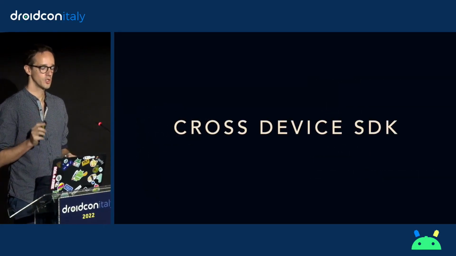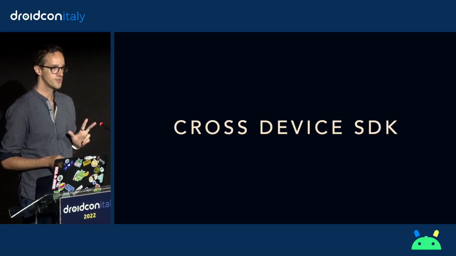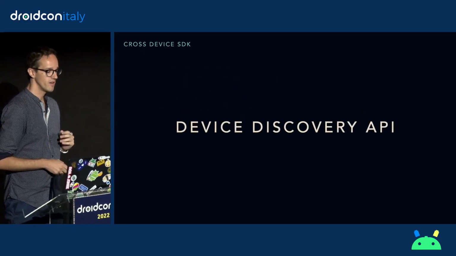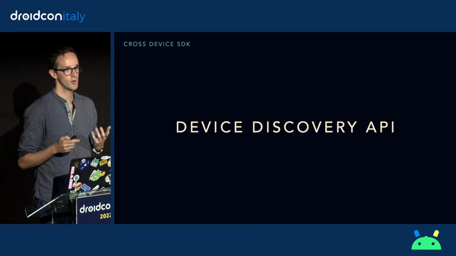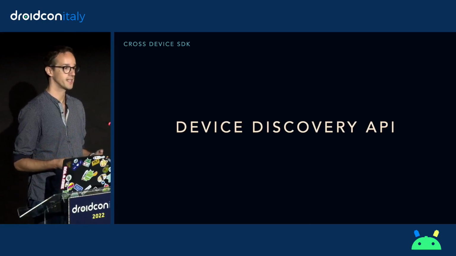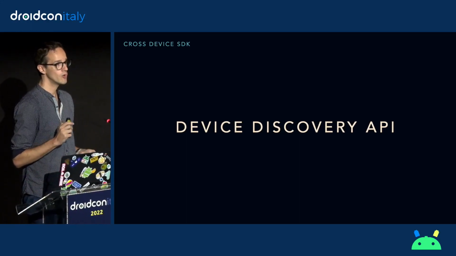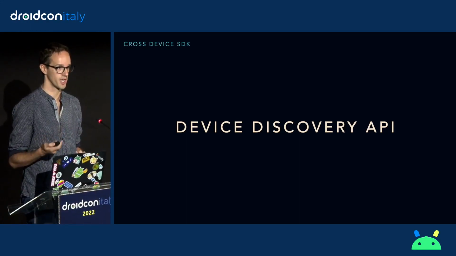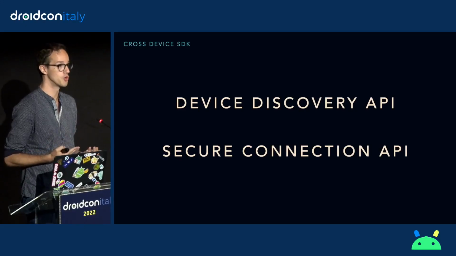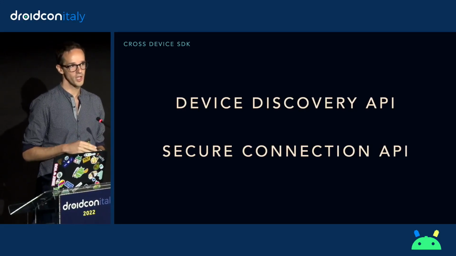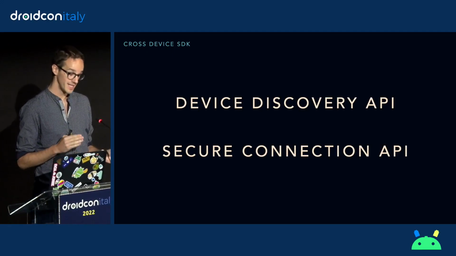Okay, so let's see what the main components of this SDK are. There are three main building blocks, let's say. The first one is device discovery, which, as you can expect from the name, allows us to discover and let our user know which other devices are nearby. Once the user selects which devices to connect to, the second building block comes into action, which is the actual secure connection. As the name suggests, all the connection between the devices is encrypted and is managed by Play services for us.